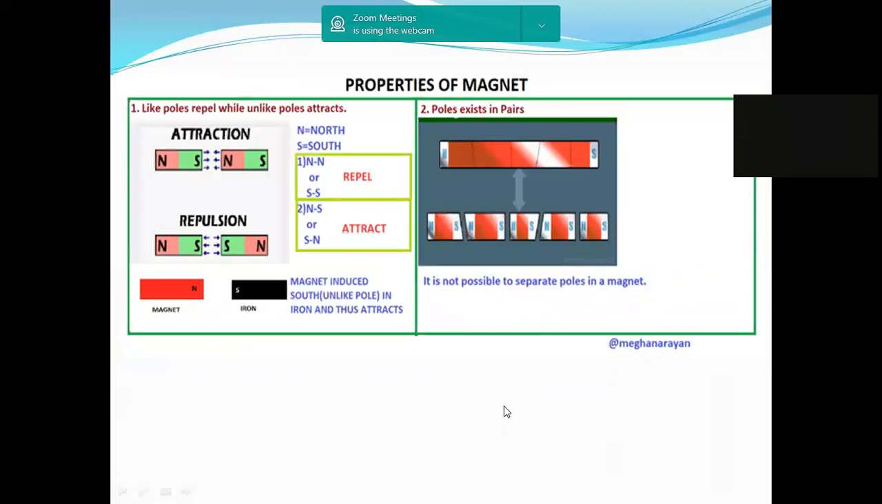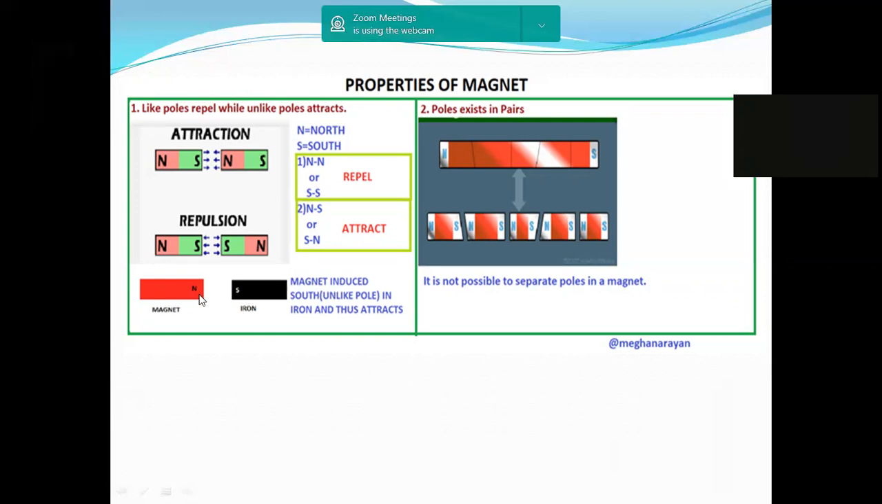Okay, now let's move on to the next topic, properties of a magnet. Here comes our first property: like poles repel each other. North and north will repel, while north and south will attract. That means opposite poles attract each other. As you can see in the picture, south and north, opposite, they will attract. South and south will repel.